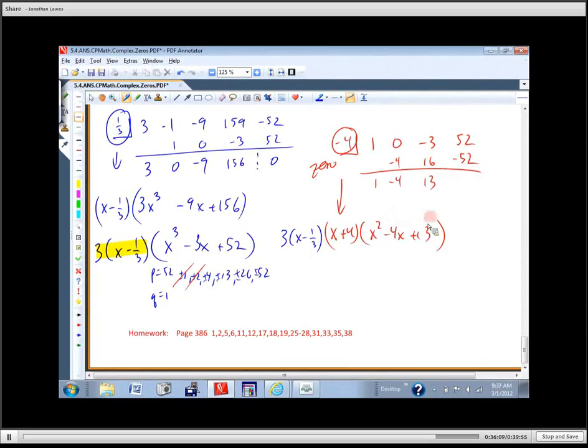It's a quadratic. We can try and factor it. Are there any numbers that multiply to be 13 that combine to be -4? There aren't. Okay? So we're going to use the quadratic formula. So that's going to be x equals 4 plus or minus the square root of 16 minus 4 times a times c. So that's a 1 and a 13 all over 2. So that's going to be 16 minus, and we know what 4 times 13 is by now, 52.